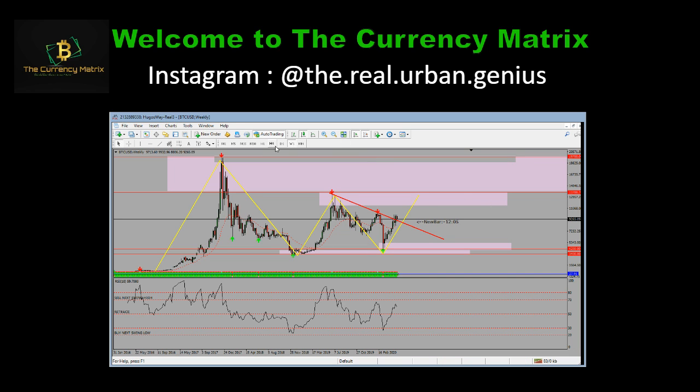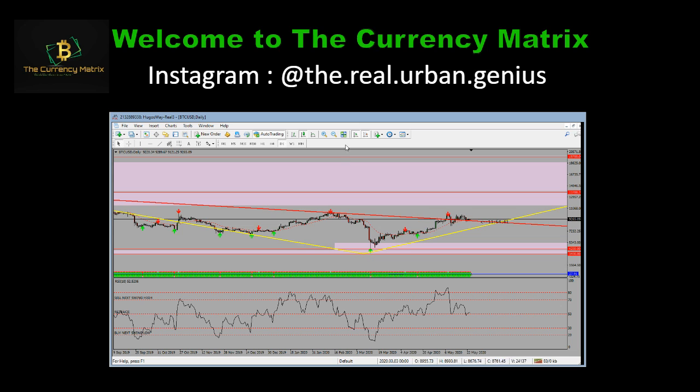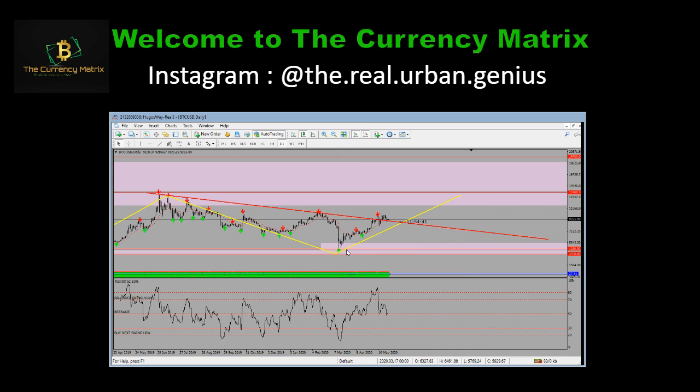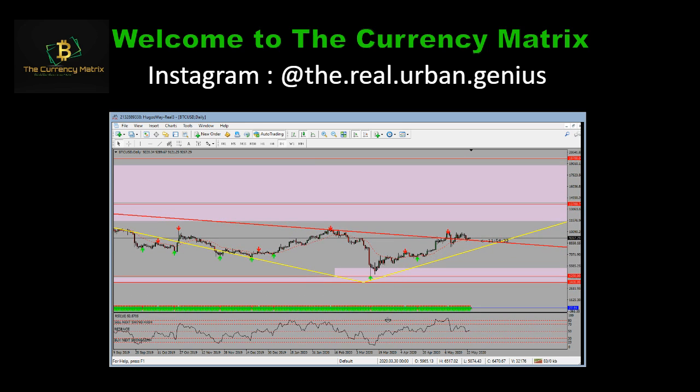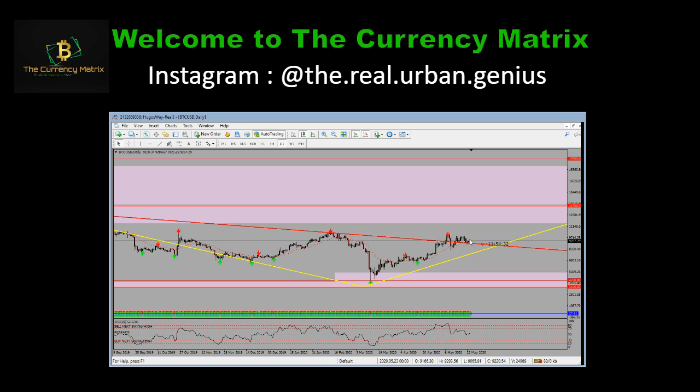Now we come down to the daily. Here in the daily, we can see that price has now broke that trend line that we drew on the weekly. If we come in here, zoom in a little bit, we can see how price is forming another bullish candle here.